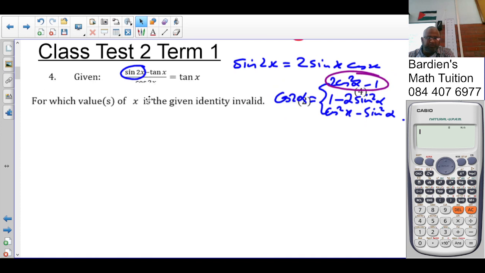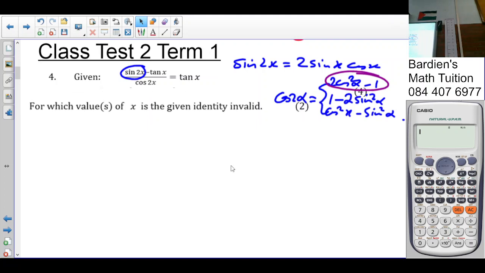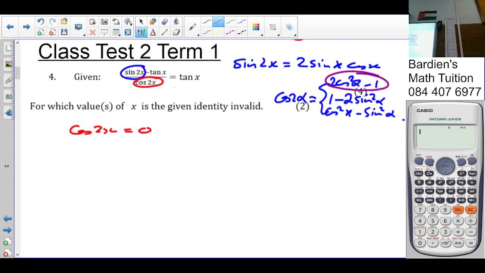Okay, they want to know for which values of x is the given identity invalid. So invalid or undefined is the same thing. Not so? So when is a fraction undefined? It is when the denominator is equal to 0. So in other words, it is where cos 2x is equal to 0. Can you see that's your denominator?